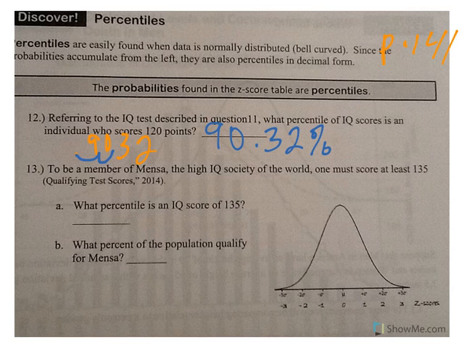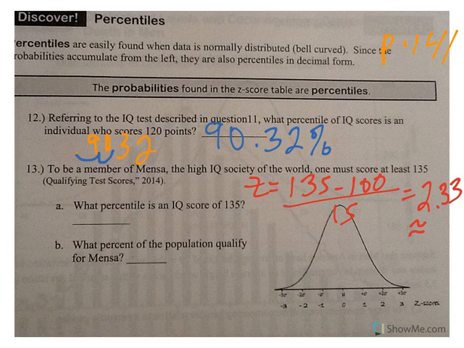The high IQ society of the world, one must score at least 135. So to find part A, what percentile is an IQ score of 135? We first must find our Z-score: data minus the mean. If you remember from the previous page, the mean is 100 and the standard deviation is 15. That gives me an approximate Z-score of 2.33. I'm going to go ahead and round that to 2.3.